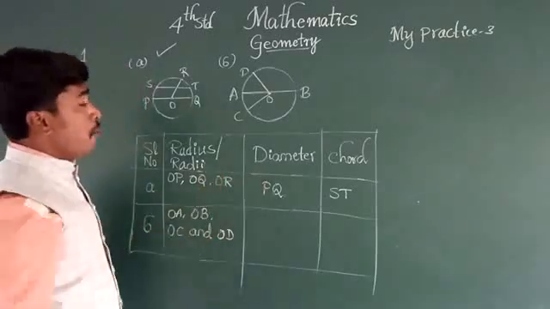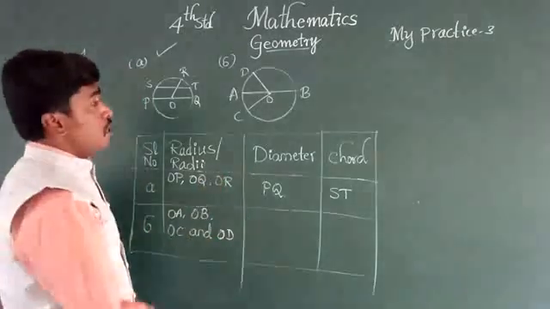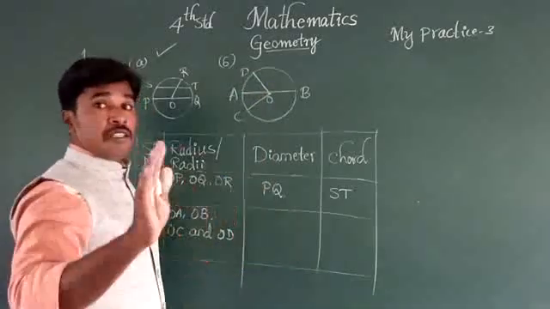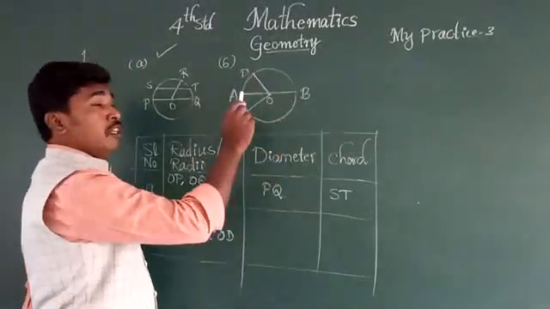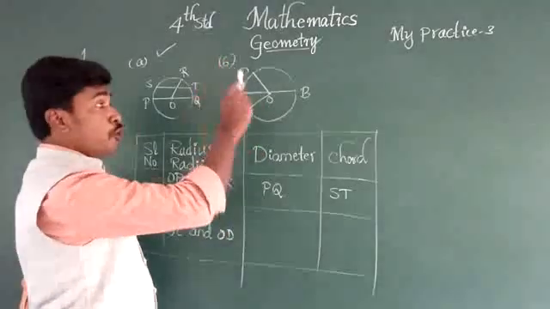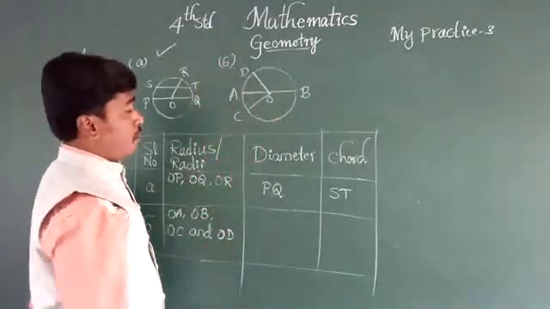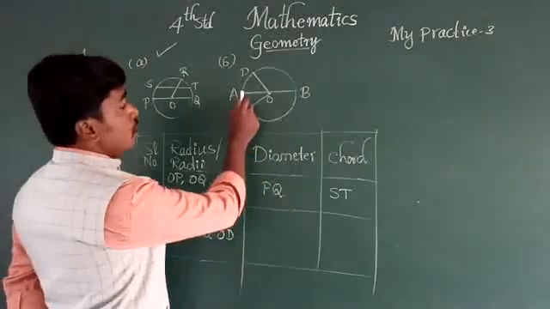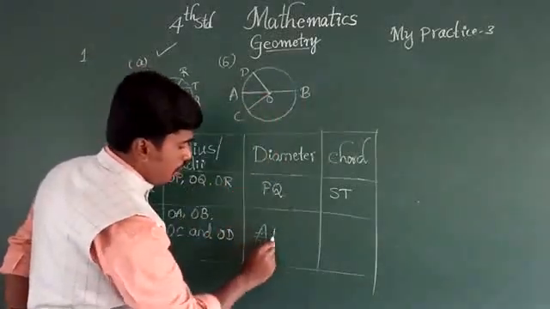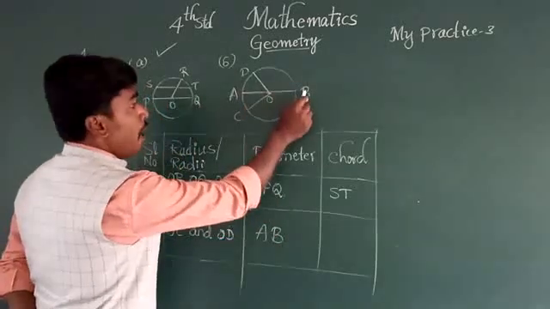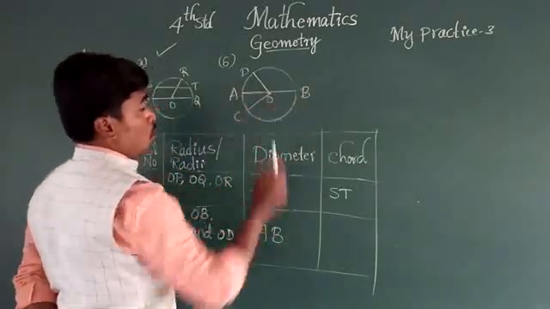Now we come to the diameter. Dear children, can we say that OD is diameter? It is not diameter. A line joining any 2 points on the circle should pass through the center of the circle. So here, AB is the diameter. AB is the diameter, it passes through O.